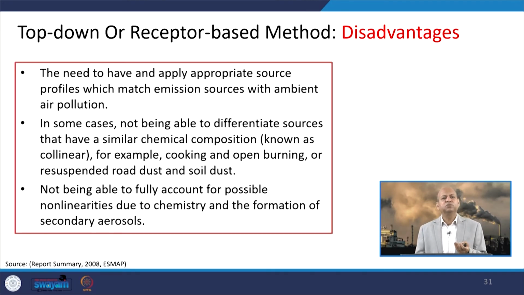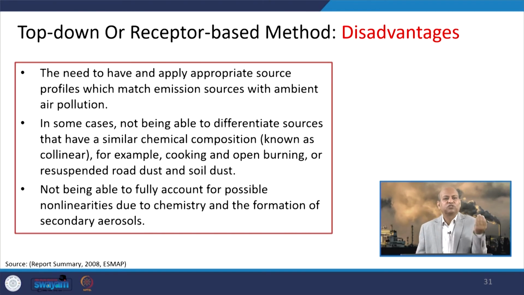In some cases it is not able to differentiate between sources that have similar chemical compositions. For example, cooking and open burning will have similar kinds of air pollutants. So, it is difficult to tell whether it is coming from open burning or from cooking. Otherwise, in an emission inventory we can have different emissions. So, that is the advantage in the bottom up approach, but in top down this is the limitation, because we cannot differentiate pollutants which are common in both the sources, right.